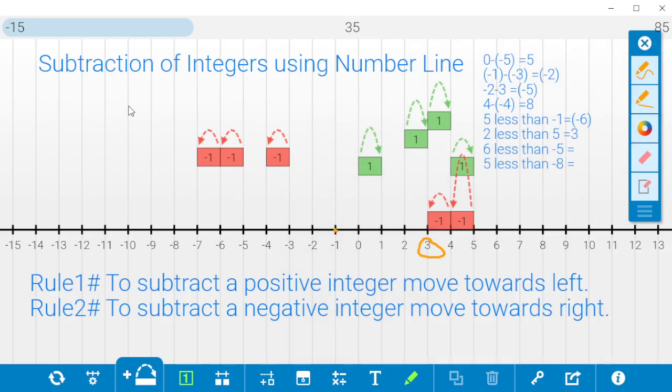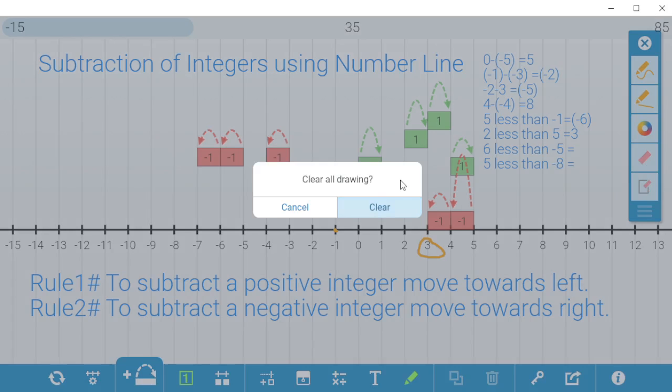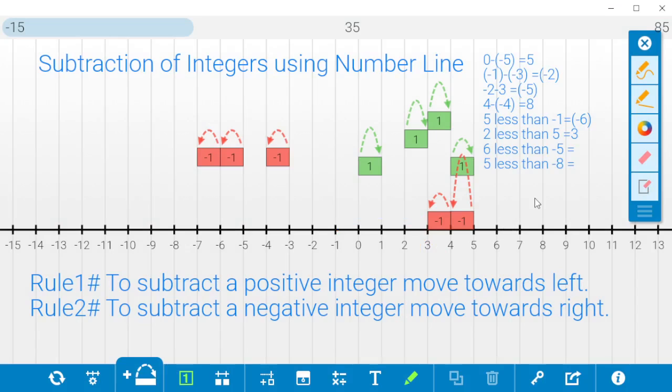right? Now 6 less than minus 5. So first of all, what we have to mark? We have to mark minus 5 on the number line. So let us first mark minus 5. Yeah, here it is, minus 5. Now what we have to do? We have to subtract 6 from minus 5. So it's a positive integer which needs to be subtracted. So we have to move again towards the left side. So moving towards the left.